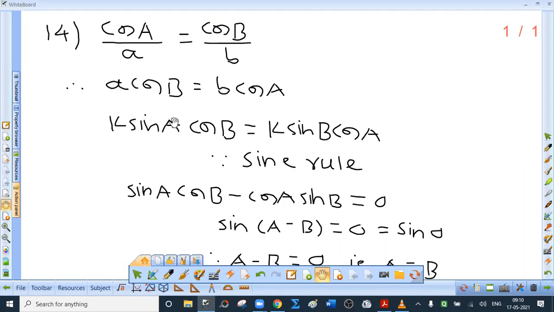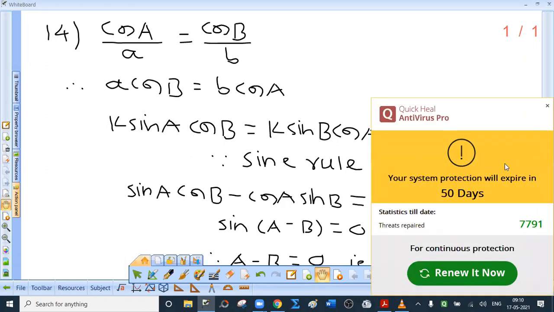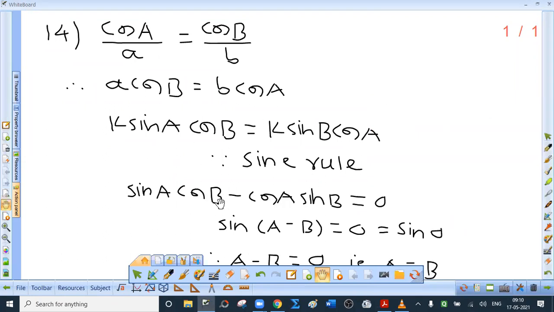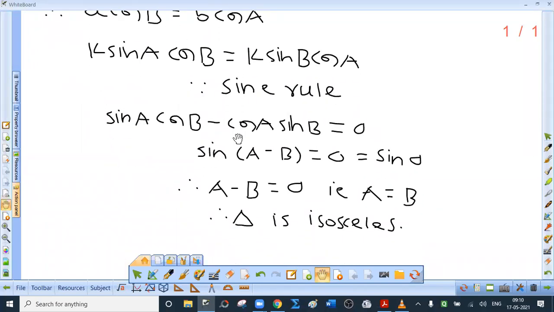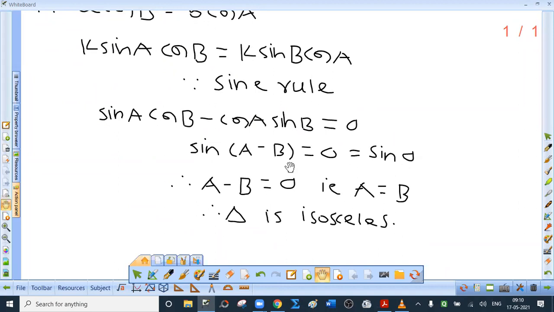Actually, don't write this directly. Say that by sine rule, a upon sine A equal to b upon sine B equal to c upon sine C. And then you have to say that replace small a by k sine A and small b by k sine B. Okay. So it gives me sine A cos B minus cos A sine B equal to 0. But this is the expansion of sine of A minus B. So sine of A minus B equal to 0, but sine 0 is 0. So A minus B equal to 0, that is A equal to B. So the triangle is isosceles.